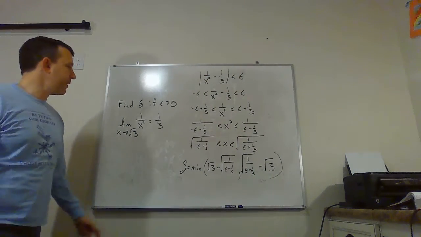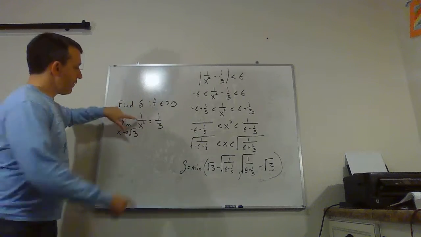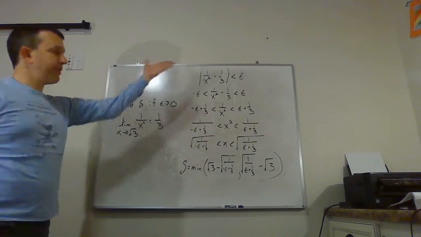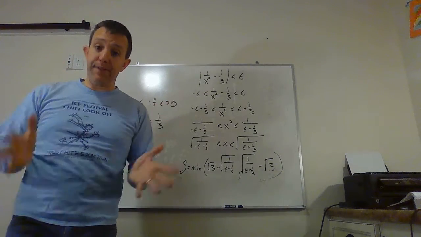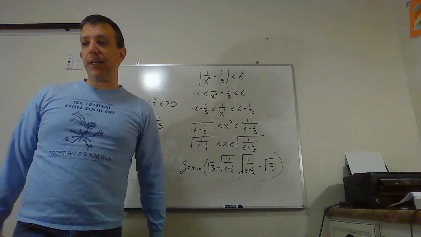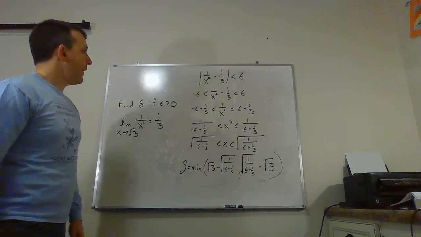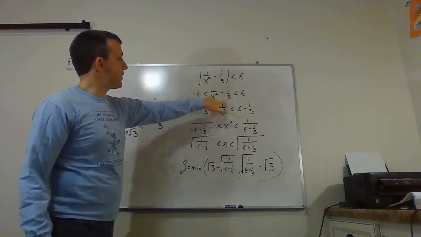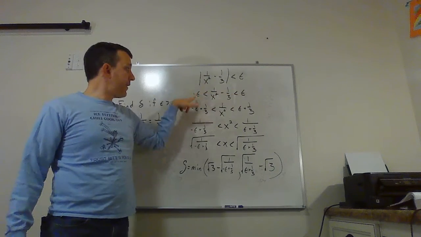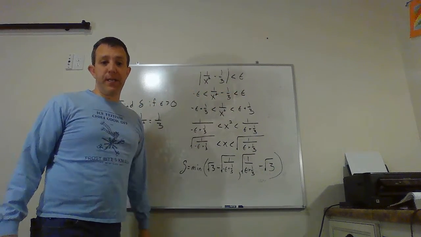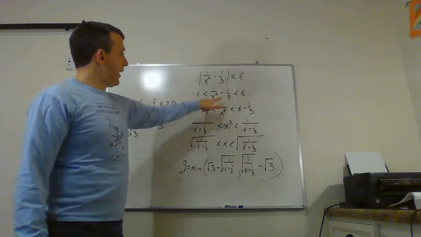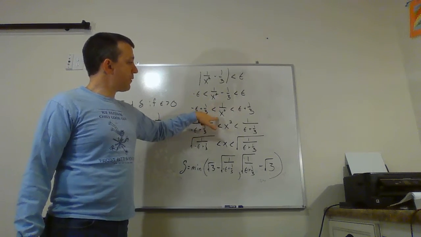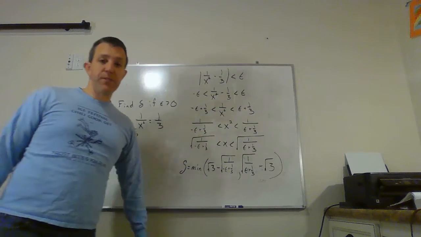So we start the same place. Absolute value of our function, 1 over x squared, minus the limit, 1/3, has to be less than epsilon. In this case, we don't have a number, right? We're just working with the generic epsilon. So I get rid of the absolute values. The stuff on the inside is sandwiched in between negative epsilon and positive epsilon. I add 1/3 across the board. So we have negative epsilon plus 1/3 is less than 1 over x squared is less than epsilon plus 1/3.